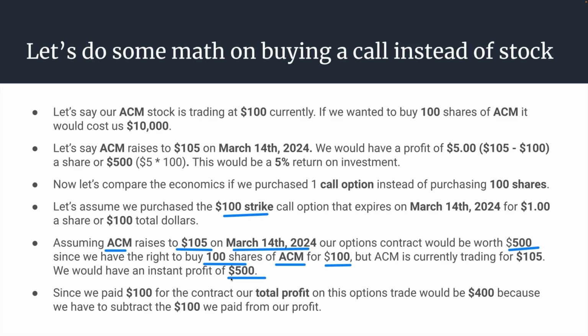So using that scenario, that'd be an instant profit of $500. We almost have the same outcome because we received a $500 profit from our call option, and we received a $500 profit from owning the shares. The difference is we only spent $100 to buy the call option, and we spent $10,000 to buy the shares directly. The return on investment here is almost 400%, much different from the 5% we received from owning the shares directly.